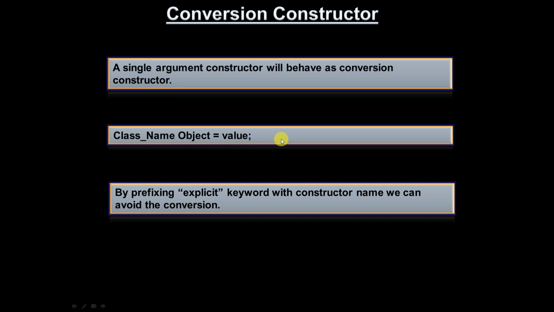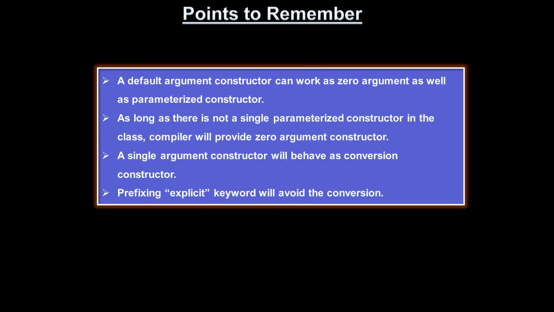Okay, just quickly revise the points. A default argument constructor can work as a zero argument as well as a parameterized constructor. And as long as there is no parameterized constructor in the class, the compiler will provide a zero argument constructor. A single argument constructor will behave as a conversion constructor, and we can avoid this conversion by prefixing the explicit keyword to the constructor.